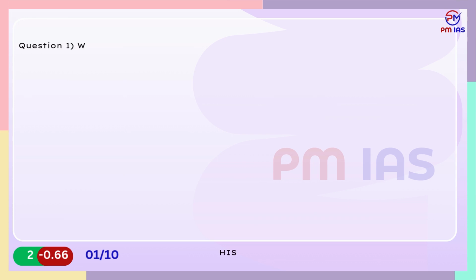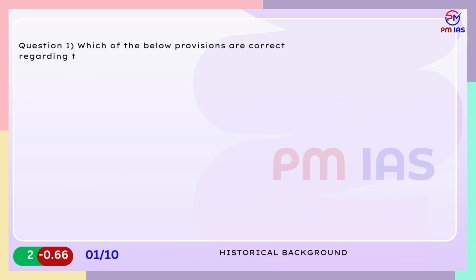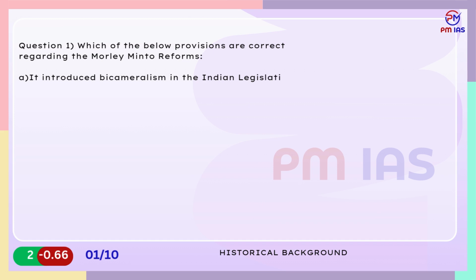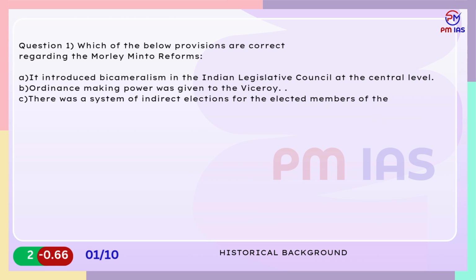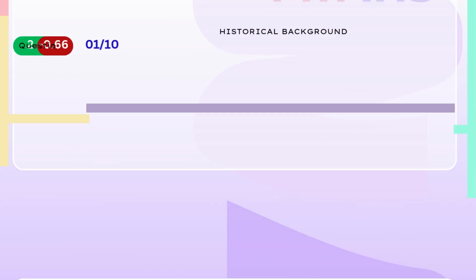Historical background. Question 1. Which of the below provisions are correct? Regarding the Morley-Minto reforms, A. It introduced bicameralism in the Indian Legislative Council at the central level. B. Ordinance-making power was given to the Viceroy. C. There was a system of indirect elections for the elected members of the councils. D. The Act preceded the formation of the Muslim League.